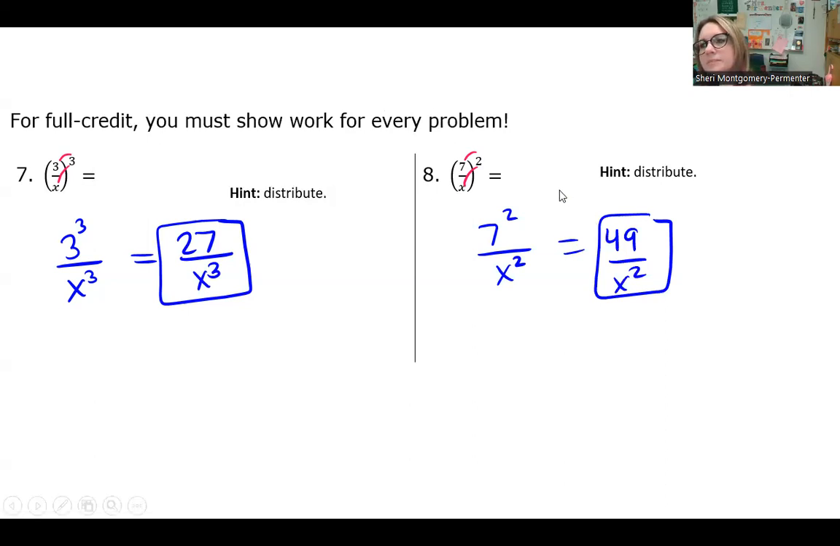It's 7 times 7. The exponent tells you how many times you multiply that number. So it means you have 2 7s. So 7 times 7. Anybody else have a question? Maybe you got a different number? Remember, it's not 7 times 2, it is 7 times 7. It says you've got 2 sevens.